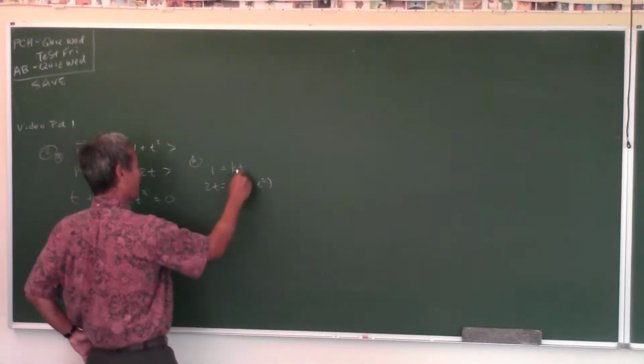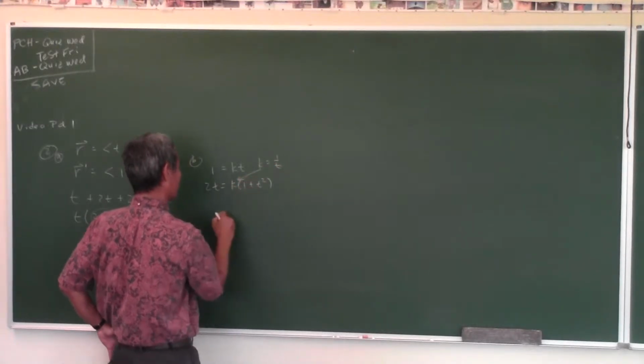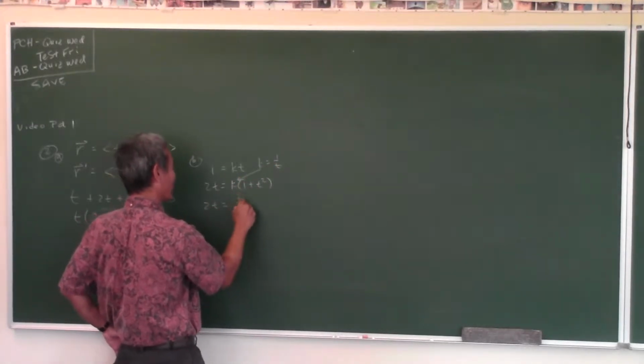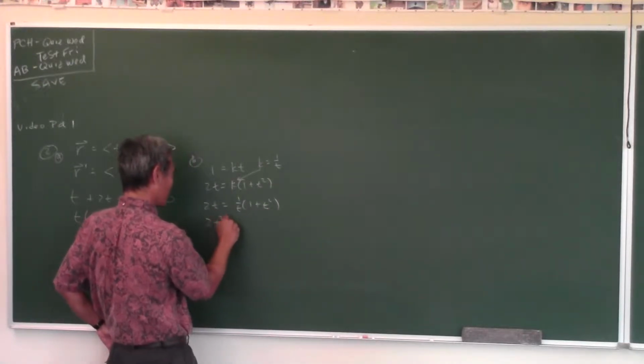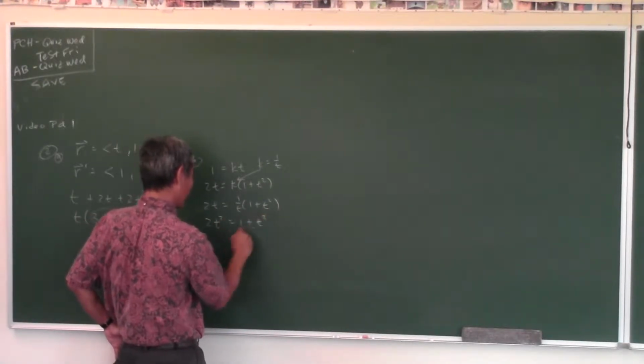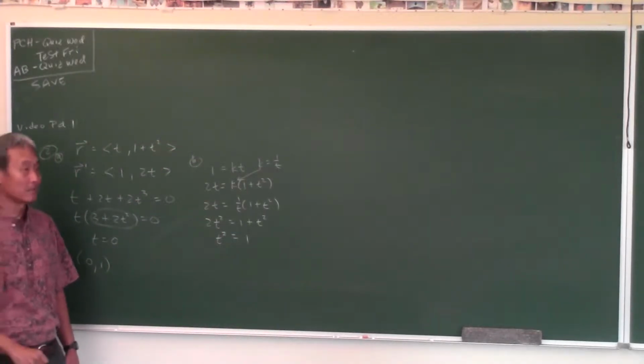So what do you want to do? Solve for k in this equation? k equals 1 over t. Plug it into here. So 2t equals 1 over t times 1 plus t squared, multiplied by t, so 2t squared equals 1 plus t squared. t squared equals 1. That's why you could guess and check it, because it just comes out to plus or minus 1.